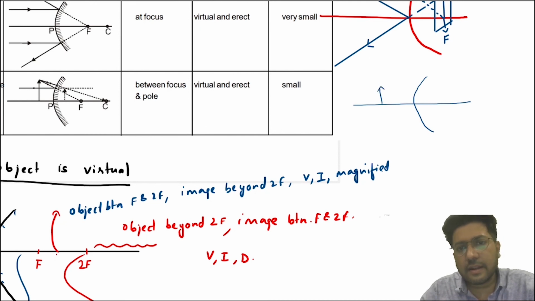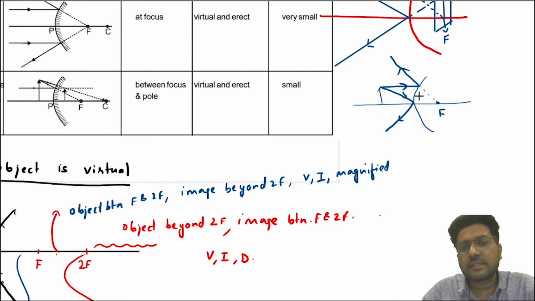Let us use the first point, that is a ray which is parallel to the principal axis after reflection appears to pass through the focus. This is the first rule. Then the second ray diagram that we will draw here is the fourth rule, that is the symmetric rule. A ray which is incident on the pole is reflected symmetrically on the other side of the principal axis, right? So this is the point of intersection. You can clearly see from here that the image is formed between pole and focus.